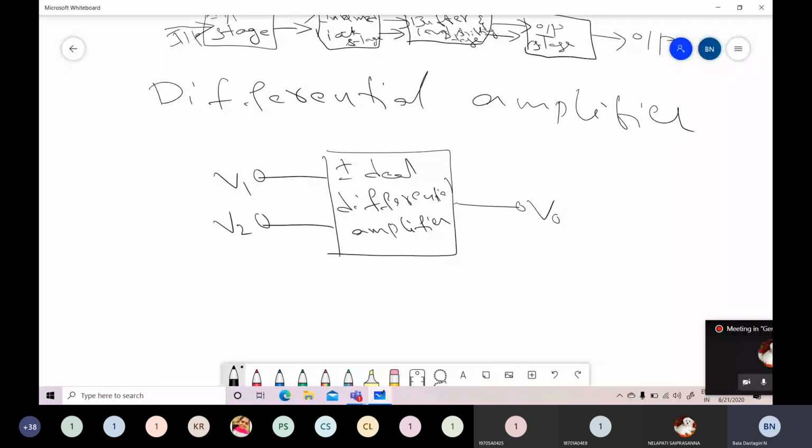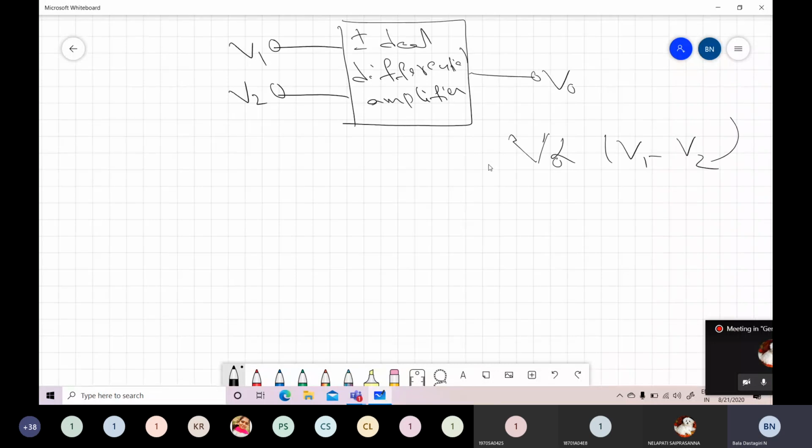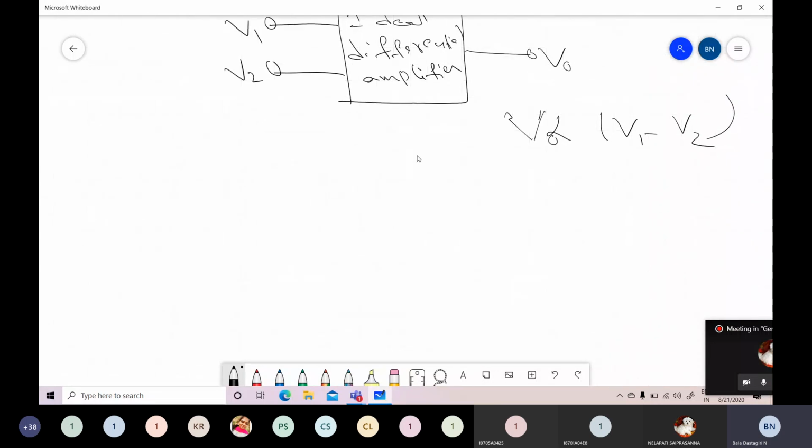So in an ideal differential amplifier, the output voltage should be proportional to the difference of the two input voltages. Therefore V0 is directly proportional to V1 minus V2. Why? Because from the definition of the differential amplifier, it amplifies the difference between two input voltages. So therefore, what you can represent is V0 is directly proportional to V1 minus V2. Let it be equation 1.